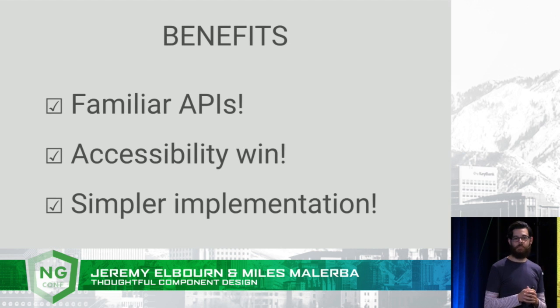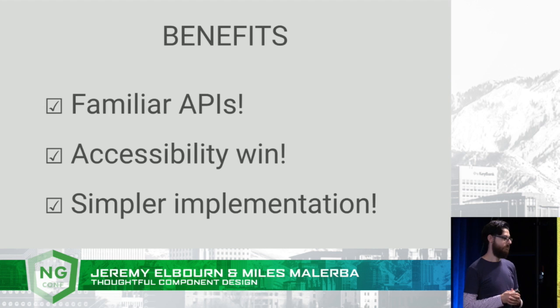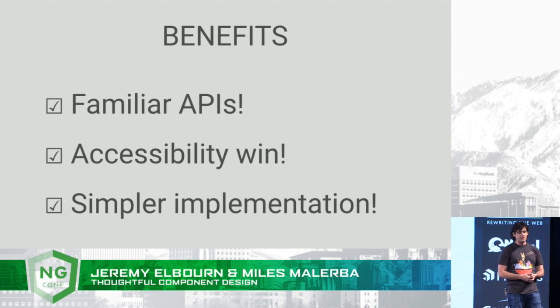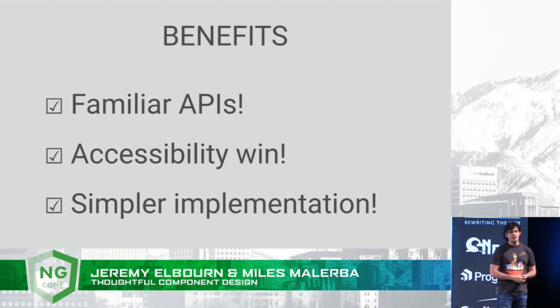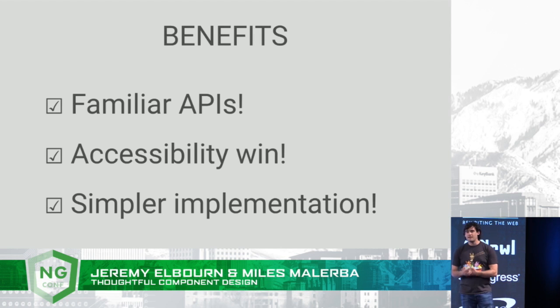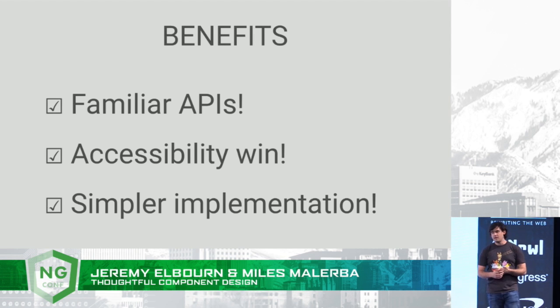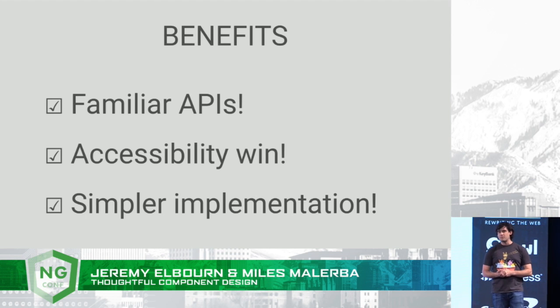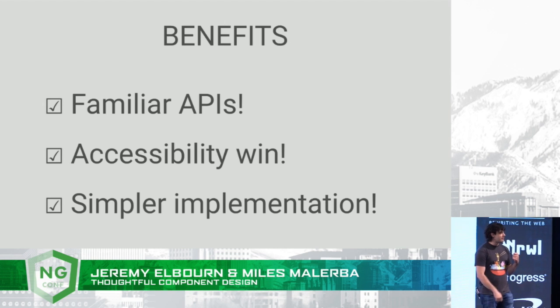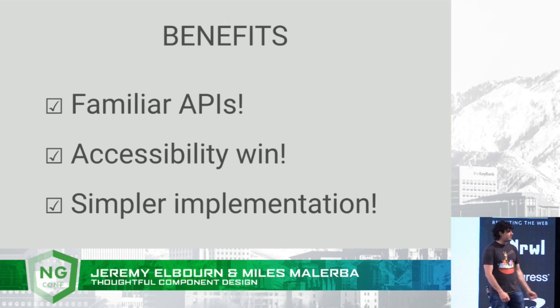Okay, so I think I see a lot of benefits to what you're saying here. We get to give the users a familiar API that they already know how to work with. It's like an accessibility win because the screen reader already knows how to handle these native elements, and it even simplifies the implementation for us. So, great. What do we do though in cases where we want to build a component where there's no corresponding native elements? So, you know, things like menus and date pickers and things like that.